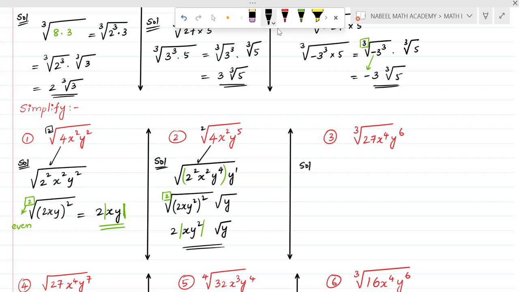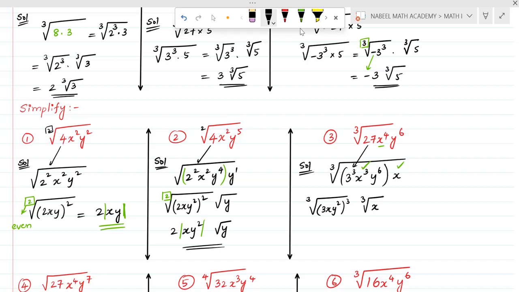And here, same thing, it's a cube root. So I write this one as what? 3 power 3, so x power 3, and 1x is remaining. I will split this part, x power 4, like this. Now the second one we will have y to the power 6. Therefore I can write the whole thing as y power 6, a multiple of 3. So if I separate this one, what happened? It's the cube root of (3xy power 2) whole power 3, then into cube root of x.